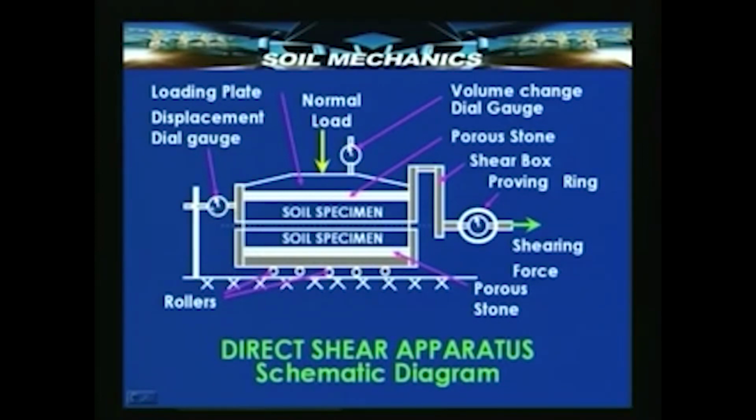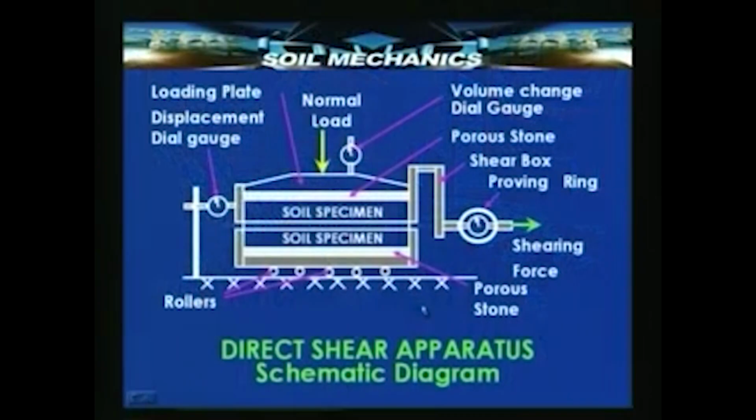Then on this side you have dial gauges to measure the movement of the upper part, and then on top of the specimen we have a loading plate on which the normal load is applied. So, effectively what we have tried to do here is, we have taken a sample of soil, we are trying to apply the kind of load that it is experiencing in the field, and then we are applying a shear force, a tangential force, and make it fail, and then see how it fails and what is the resistance that it has mobilized at the time of failure.